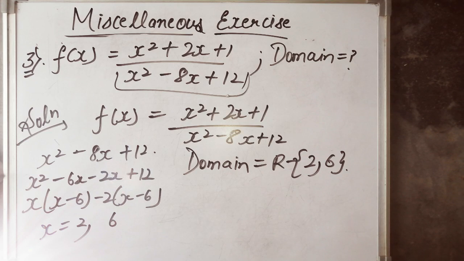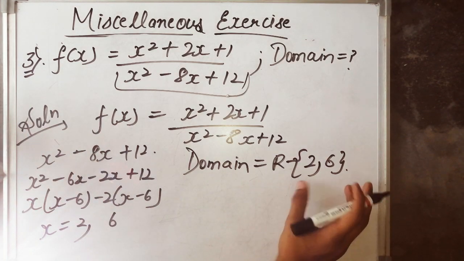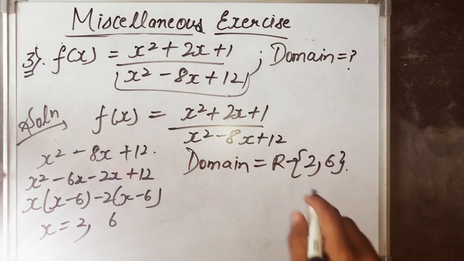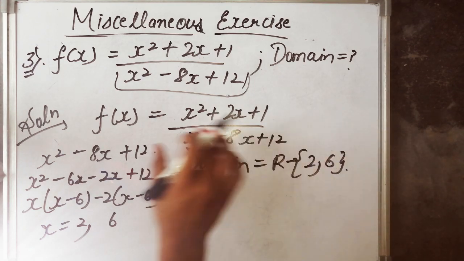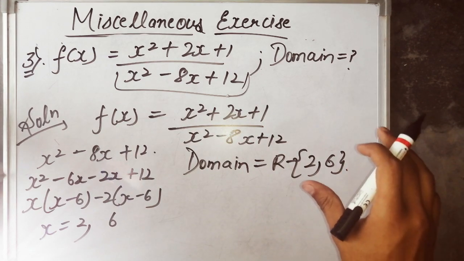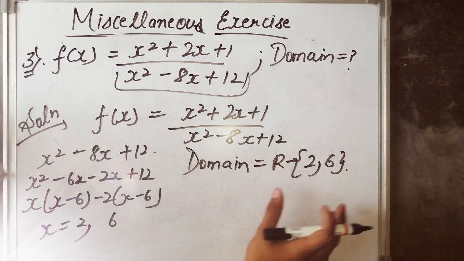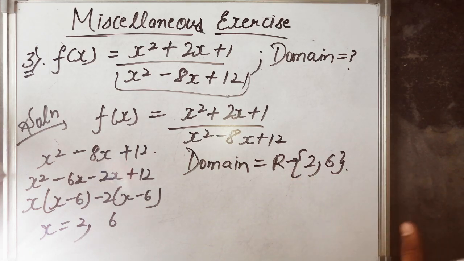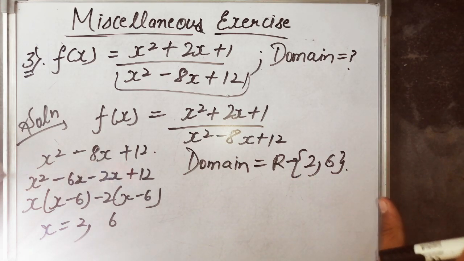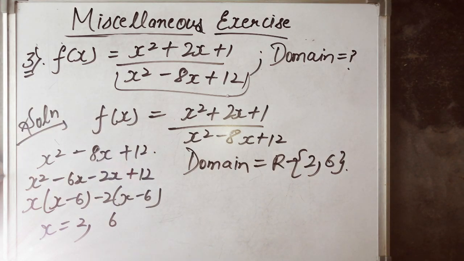The reason behind this is that if we put 2 or 6 in this equation, the denominator will become 0 and the function will become not defined, which we don't want. So that's why we are subtracting 2 and 6 from the set of real numbers. Okay, this was the domain of this third question, and now let's talk about the fourth question. But before that, pause the video to note it down.